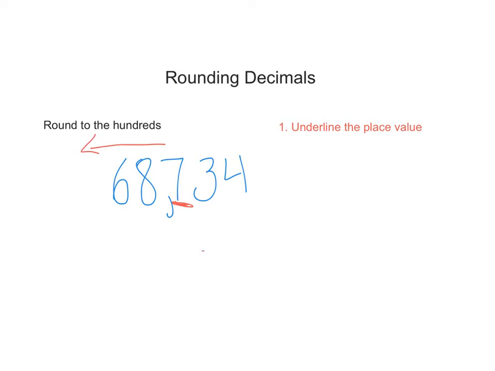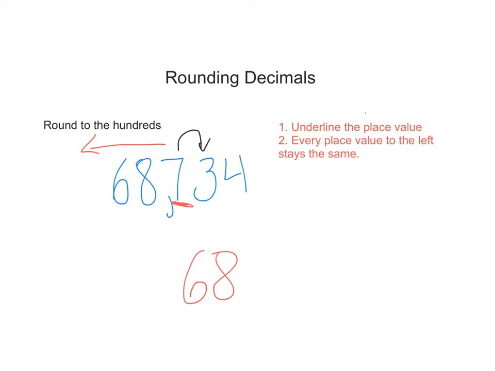So I can rewrite my 68,000. We then need to analyze whether or not the underlined place value will remain the same or if it will round up. We look to the place value to the right, the lesser place value, to decide. If it is 5 or below, the 7 remains the same. If it is 5 or up, then it will round up. In this case, we have a 3, so my 7 remains the same.